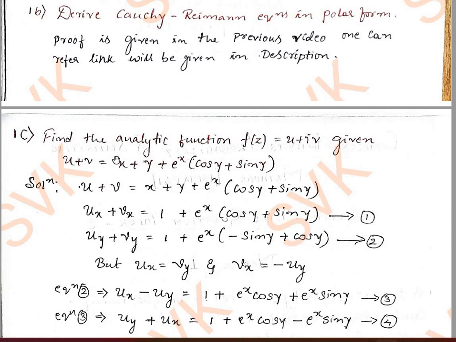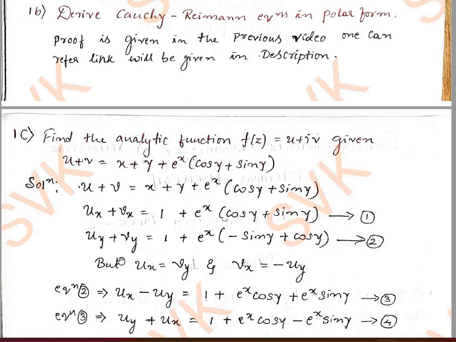But as the given function is analytic, CR equation is satisfied: u_x is equal to v_y and v_x is equal to minus u_y. Substituting these two in equations 1 and 2, we are going to get u_x minus u_y is equal to 1 plus e power x cos y plus e power x sin y. This is equation 1 and this is equation 2.